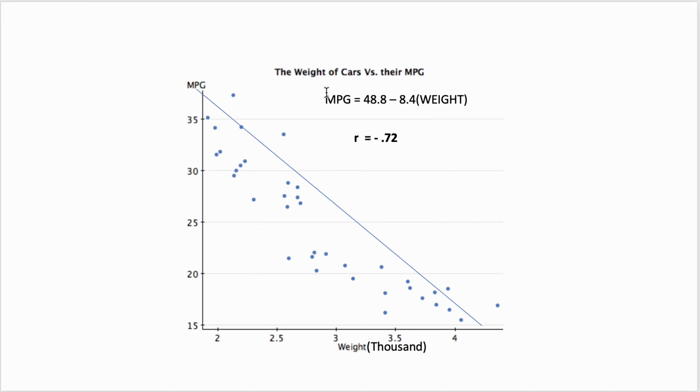You'll notice the slope has a negative sign. We'll interpret the slope in a minute, but this is the prediction equation. This is the linear equation of the prediction line. It's y equals b plus mx. That's the way equations go, if you recall from algebra.